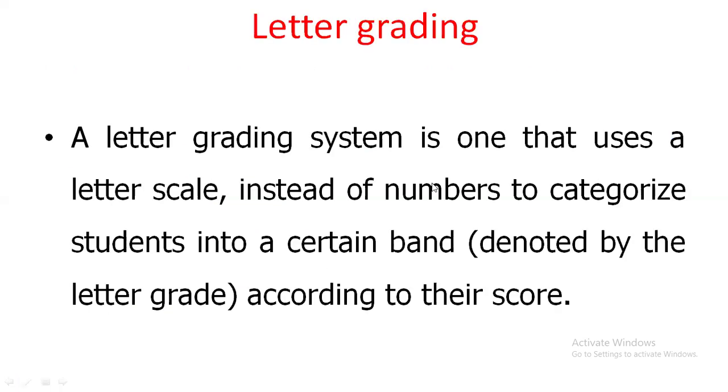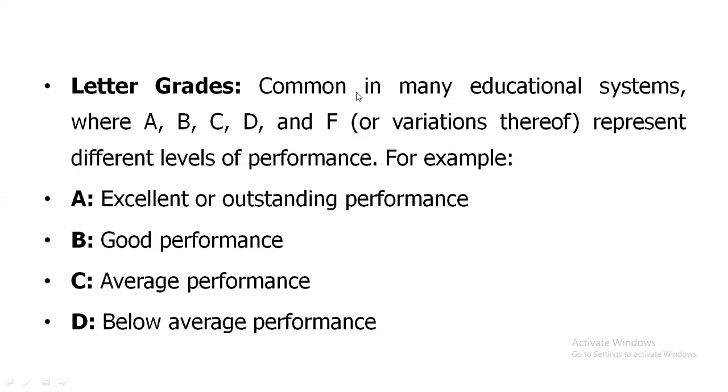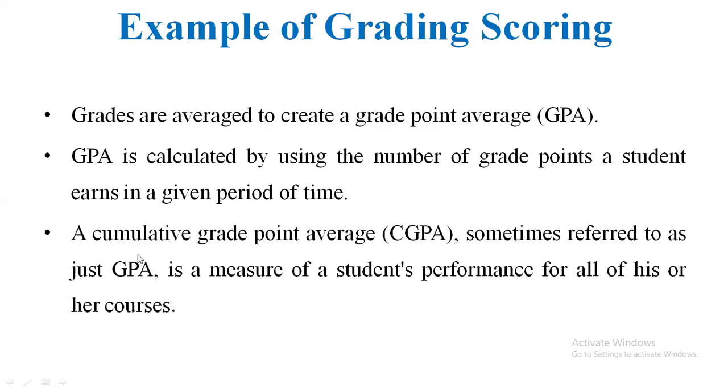Letter grading. A letter grading system is one that uses a letter scale instead of numbers to categorize students, denoted by the letter grade according to the score. Letter grades are common in educational systems where A, B, C, D, F or variations thereof represent different levels of performance. For example, it may differ depending on the institution. A is excellent or outstanding performance, B good performance, C average, D below average performance.